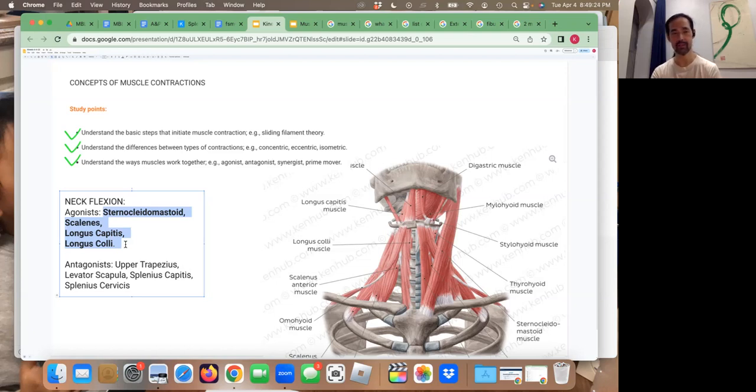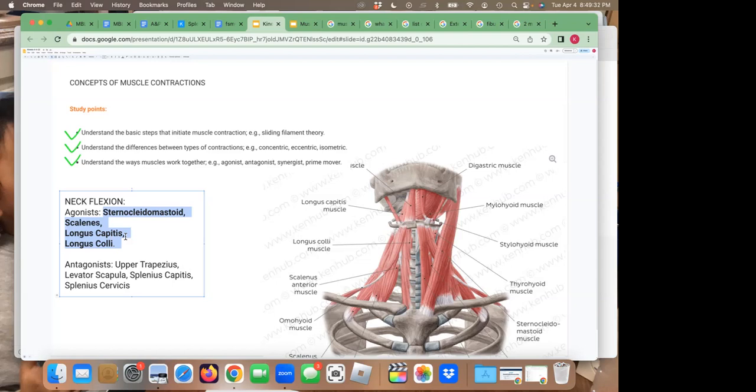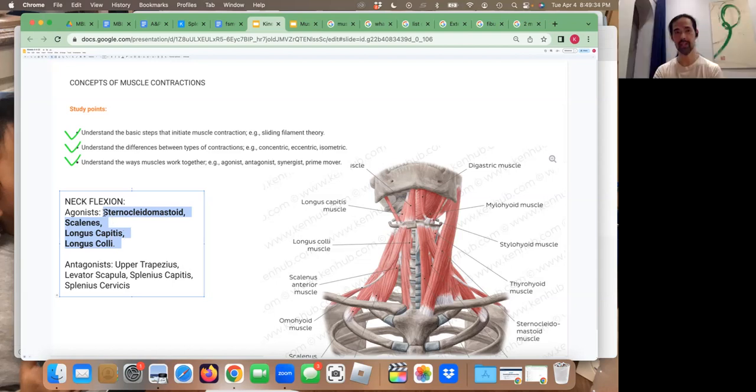So Mint. Mint. Hello. Yes. Hello, Mint. So in neck flexion, are these 4 muscles here, the sternocleidomastoid, the scalenes, the longest capitis, and coli, are they the agonist, or are they the antagonist, or the synergist? In neck flexion.